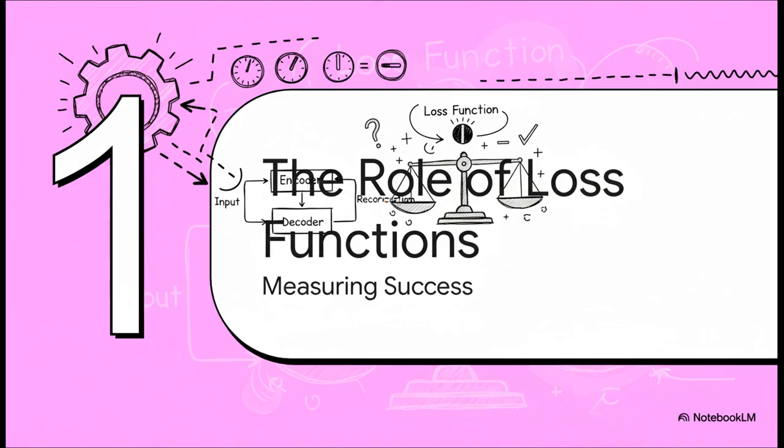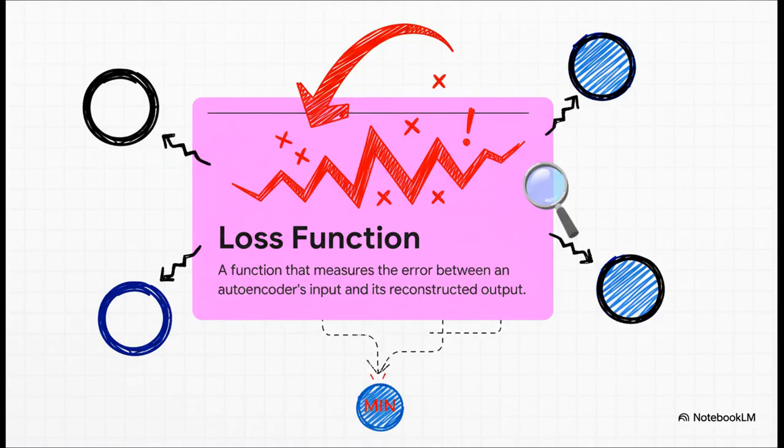Okay, first up, and you could argue this is the most important knob of all, the loss function. This is basically the autoencoder's report card. It's how we measure its success and tell it, hey, you're doing a good job, or nope, try again. So what is it really? It's just a function that looks at the original input and the reconstructed output and calculates the difference, the error. And the entire game during training is to get that error number as close to zero as humanly or machinely possible. Minimize that loss, that's the whole point.